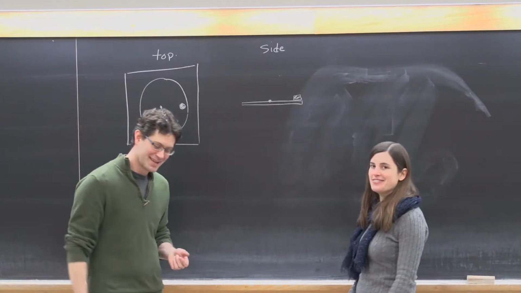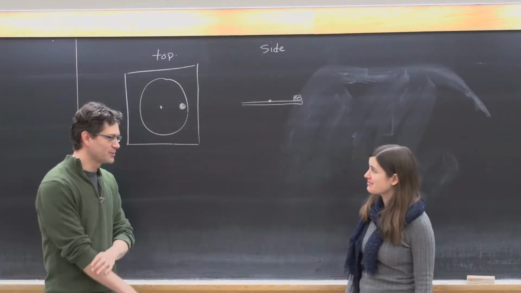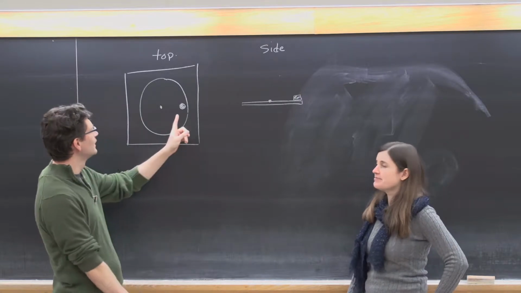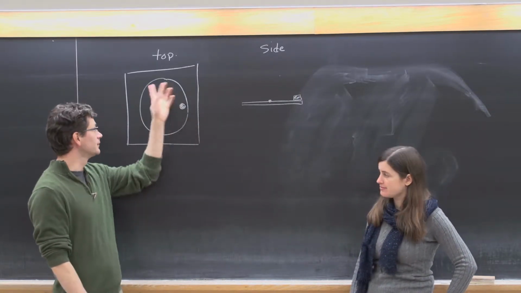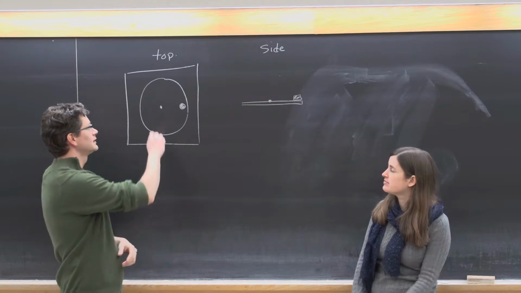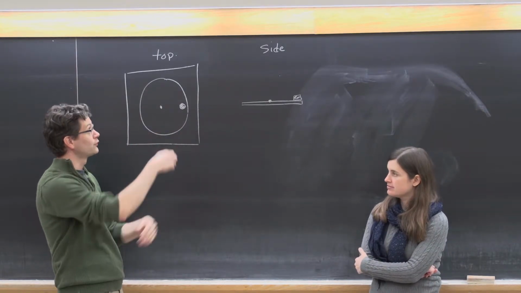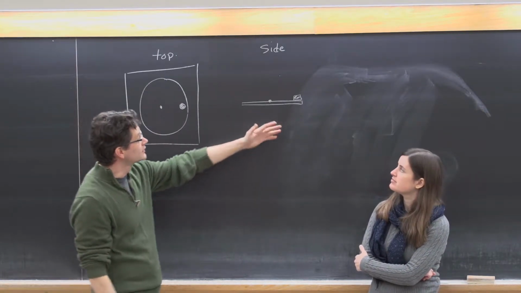Hey, Louis. So I have this physics problem I want to talk to you about. Circular motion. I have a coin on a turntable. So this is my turntable, this is my coin. So this thing is going to rotate, back and forth. This is the top view, and here's the side.